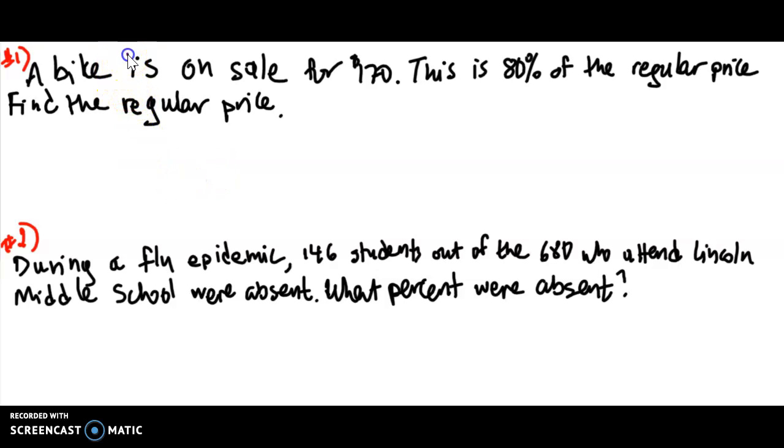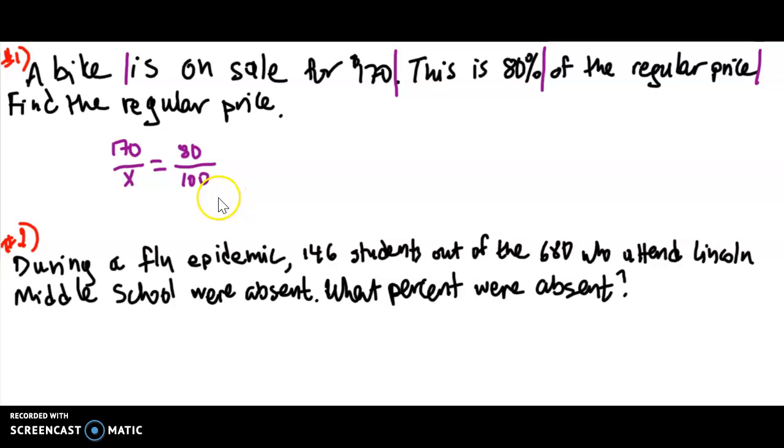So I'm going to separate my problem into its components. Is on sale for $170. This is 80% of the regular price. So now I'm going to try to set up my proportion. The is number or value is 170. 80%. The off, I don't know the off value. There's my x.